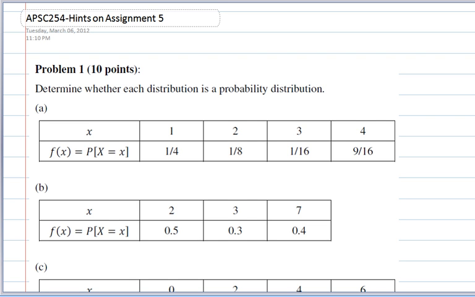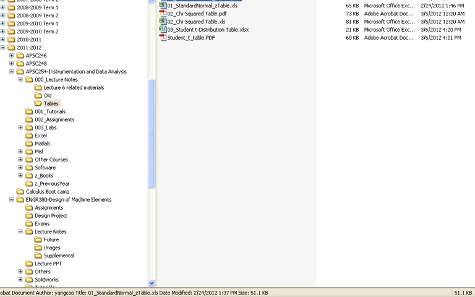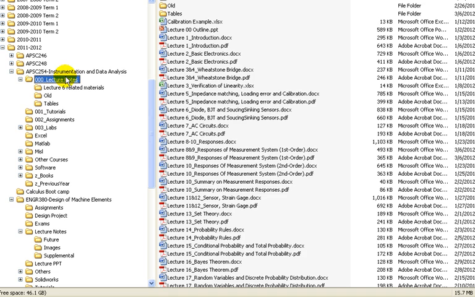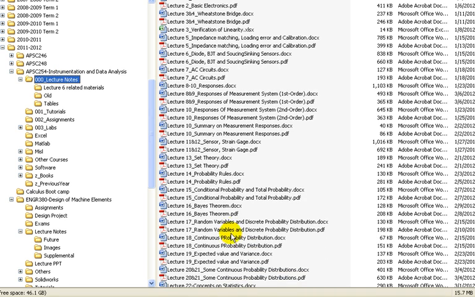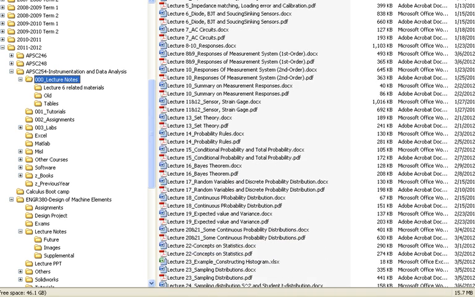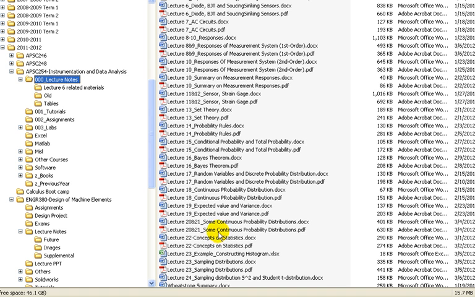Okay, everybody. So I'm gonna make another video to talk about assignment 5 hints. So this assignment covers lecture 17 to 21. Okay, so starting from discrete probability distribution until the concept of some continuous probability distribution.